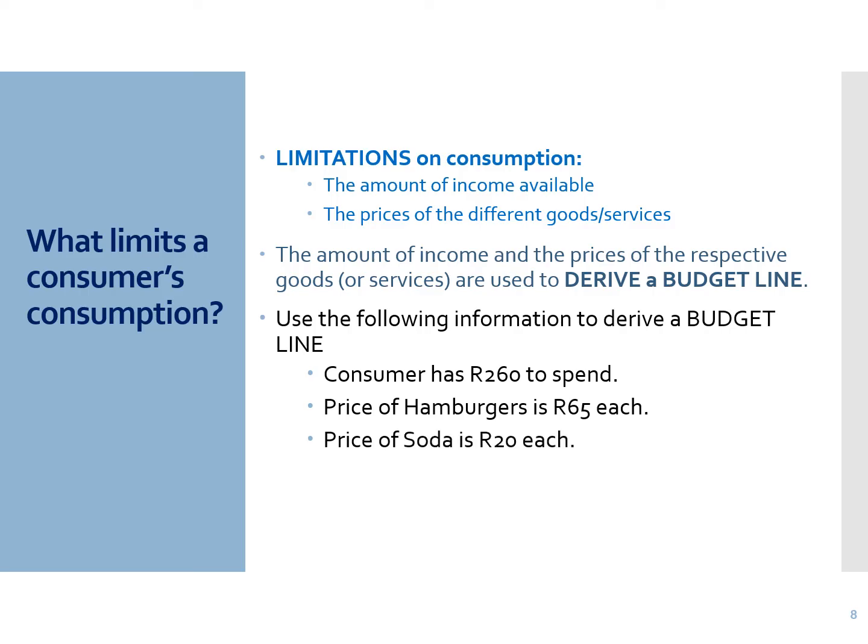The consumer has 260 Rand to spend. He wants to spend, or she wants to spend, on hamburgers and sodas. The question is, what is the maximum number of hamburgers and the maximum number of sodas that this consumer could purchase with this amount of income, and given the prices of these products? We're going to use this information to draw our budget line.